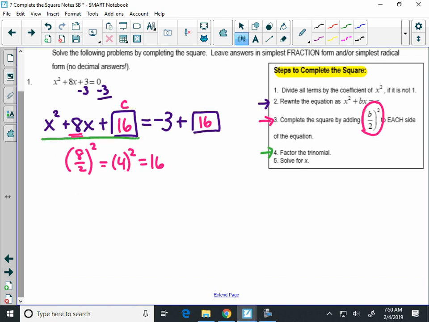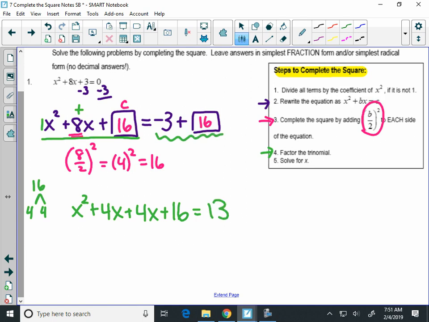So up here, we're going to do a shortcut starting in the next problem. But for here, I'm going to do it the long way. I need to find two numbers that multiply to 16 and add to 8. That would be 4 and 4. So when you factor the left-hand side here, you're going to get x squared plus 4x plus 4x plus 16 equals, now the right-hand side here, adds up to be 13. So simplify that.